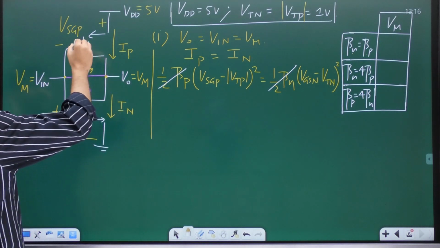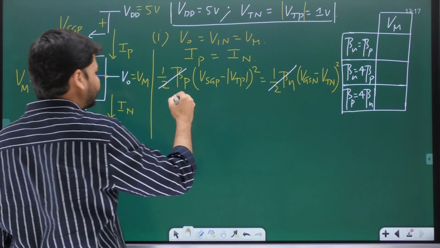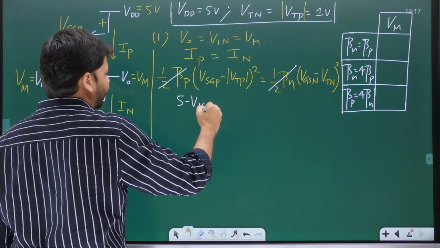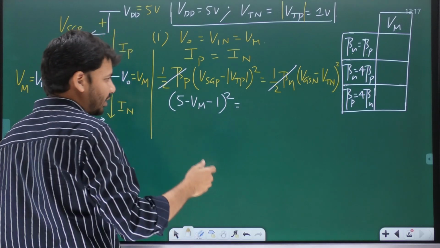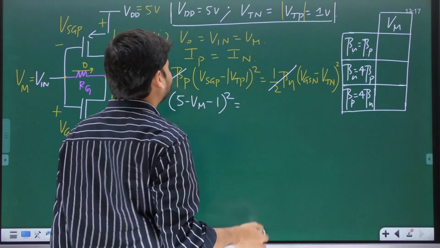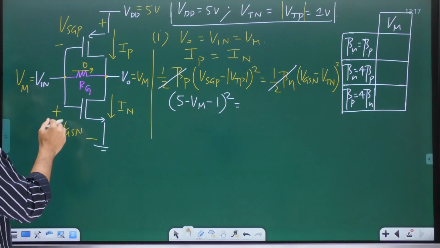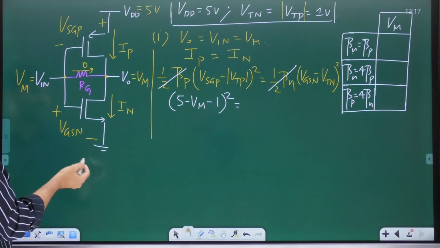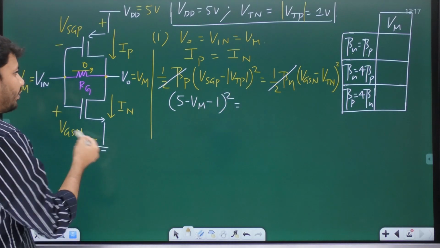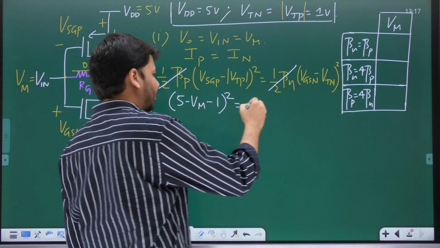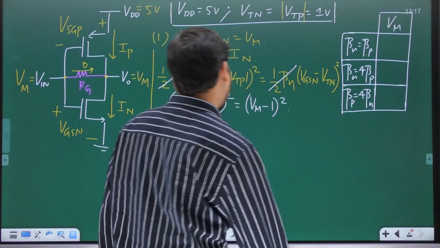Now what is VSGP? Like I already said, it is 5 minus Vm. So 5 minus Vm minus mod VTP, whole square, is equal to VGSN minus VTN whole square. Look at VGSN in the circuit: the gate is at Vm and the source is at 0. So VGSN is Vm, and VGSN minus VTN is Vm minus 1 whole square, okay?